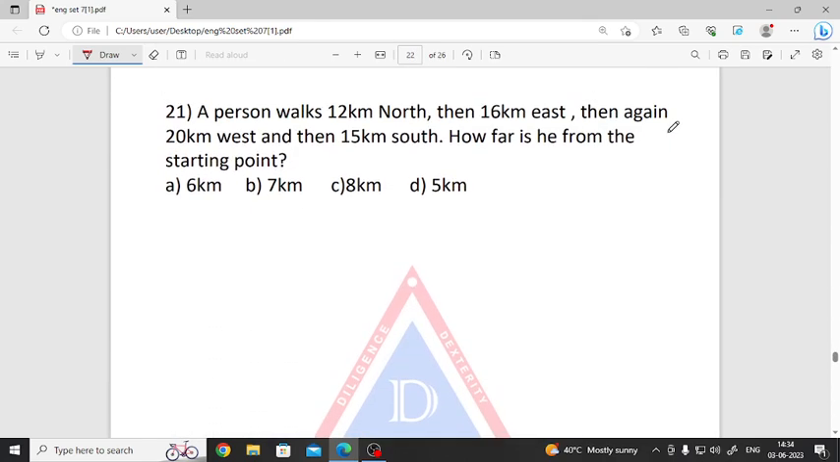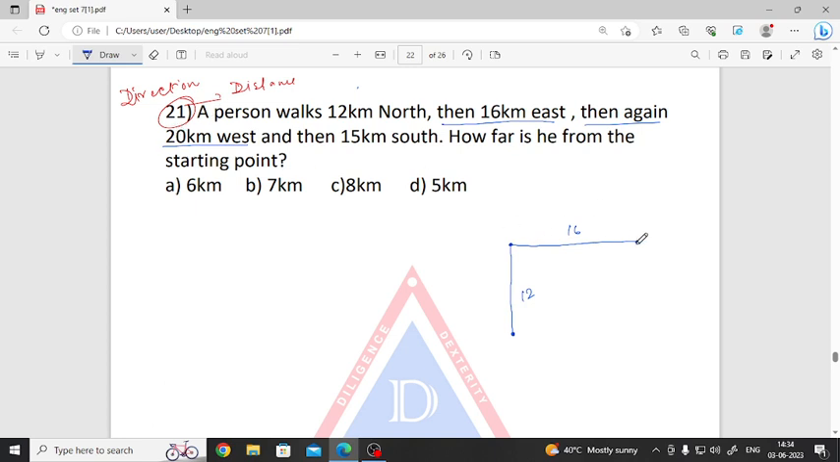Okay, this is again about direction and distance. So what is the question? A person walks 12 kilometer north. Starting from here, let's write 12 kilometer north. Then 16 kilometer east. He goes 16 kilometer east. Then again 20 kilometer west. He goes backwards.